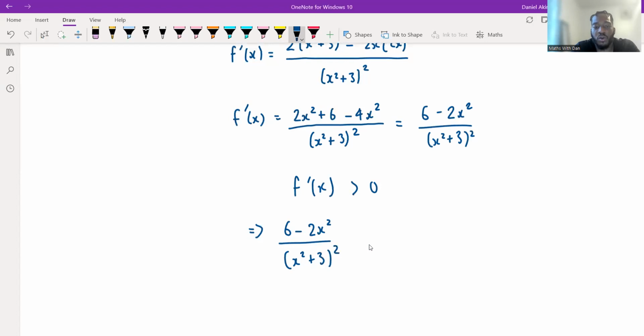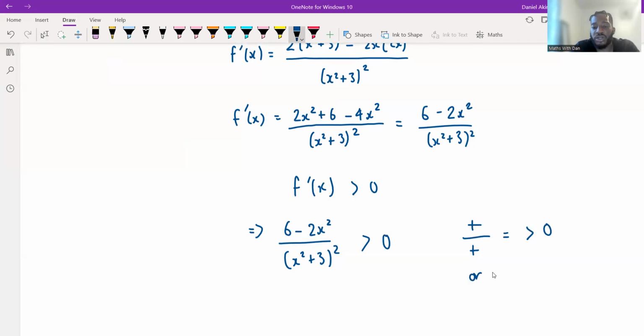Now, we have a fraction here, so we've got to be careful, right? You have to ask yourself, when you're dealing with a fraction, when can a fraction be positive? You could think of it as, well, if I have two positive numbers, then this is always going to give me a number which is greater than 0, right?